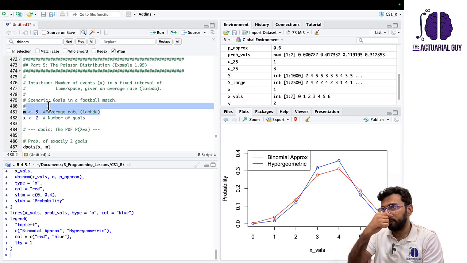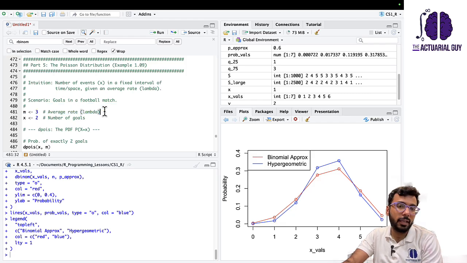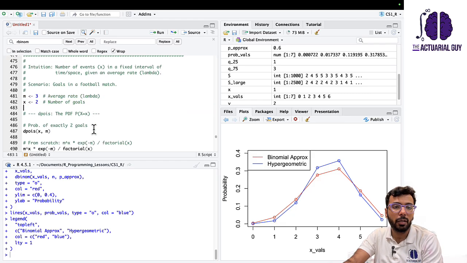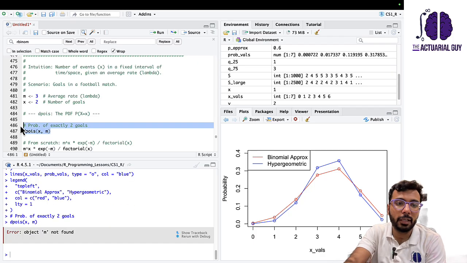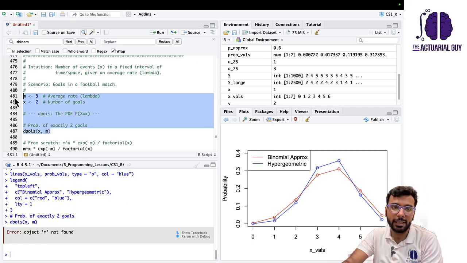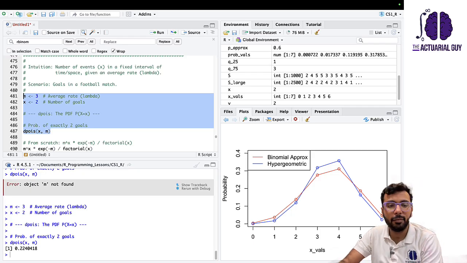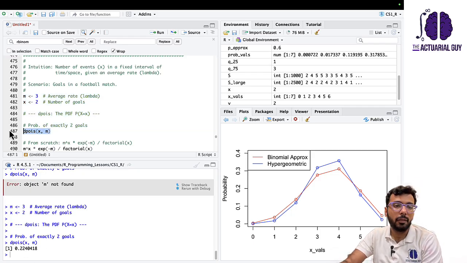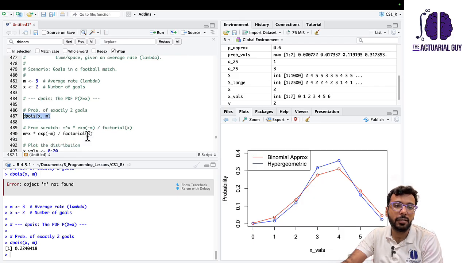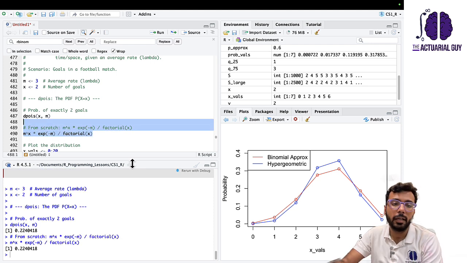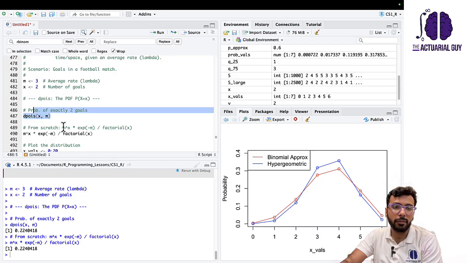What is the probability that if on average you observe 3 goals in a match, you will observe 2 goals in a particular match, right? So the probability of observing exactly 2 goals would be dpois, right? What has changed? Instead of dbinom, you have dpois now, which is 0.22. If you calculate this from scratch, it's your standard Poisson formula, which is e to the power of minus lambda, lambda to the power of x divided by x factorial. Instead of lambda, we've taken m here. Same probability, but you can use the dpois function.